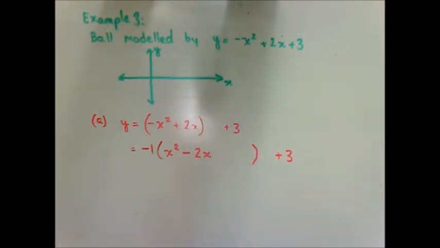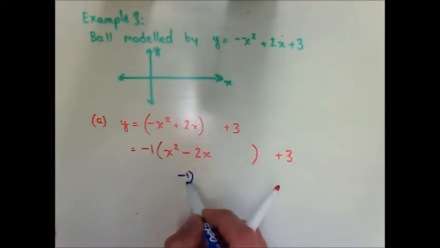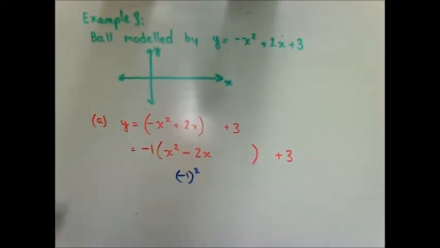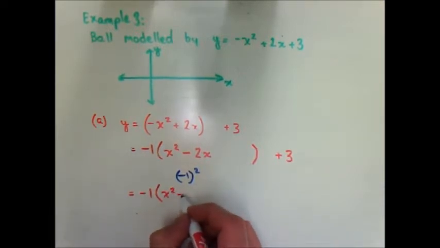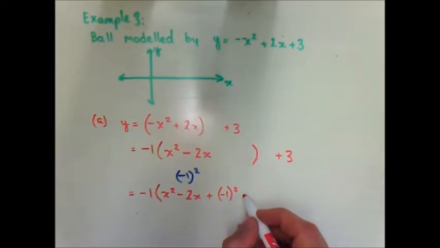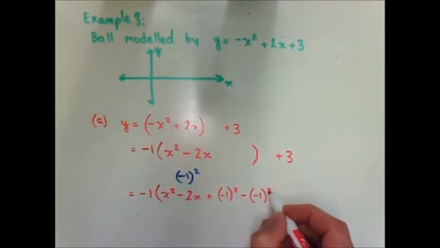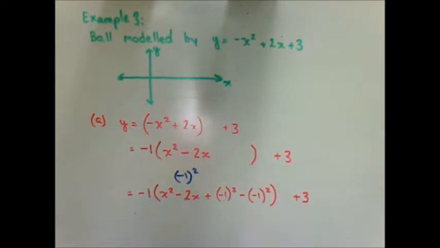Now to complete the square inside the bracket, we're going to take half of b. b is negative 2. So half of b is negative 1. And square it. Okay, so we're going to add this inside our bracket. So we've got negative 1 on the outside, x squared minus 2x inside. We're going to add negative 1 squared. And if we're going to add negative 1 squared, we need to also subtract negative 1 squared. And we still have plus 3 on the outside. Now for the completed square, all we need is our first 3 terms here. That will create a perfect square trinomial.